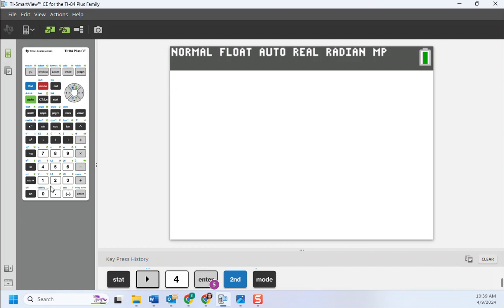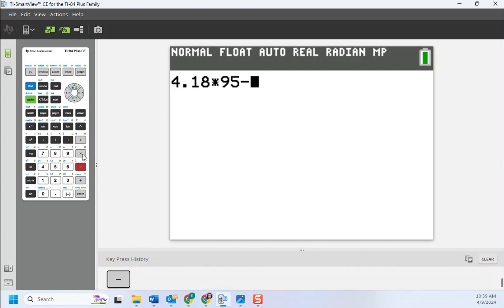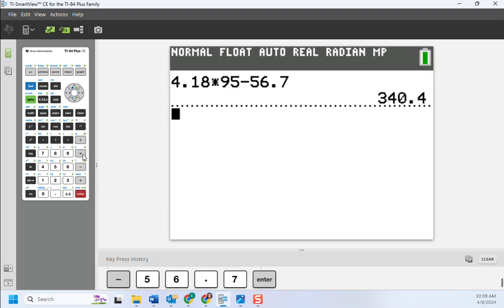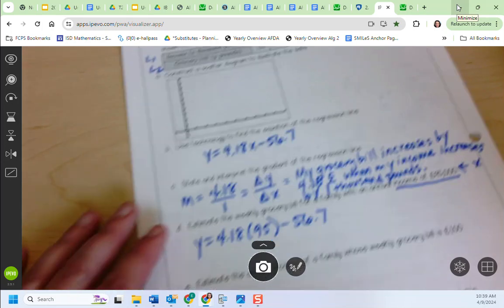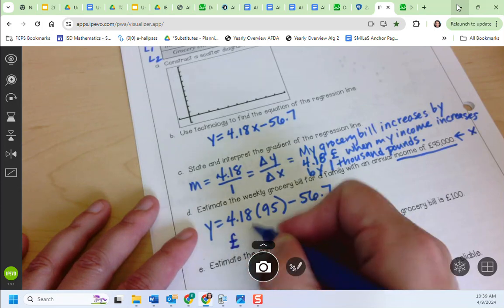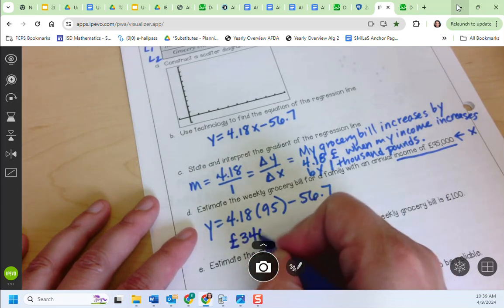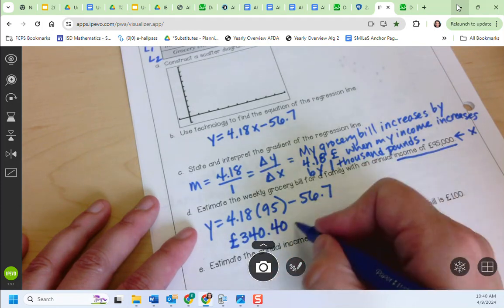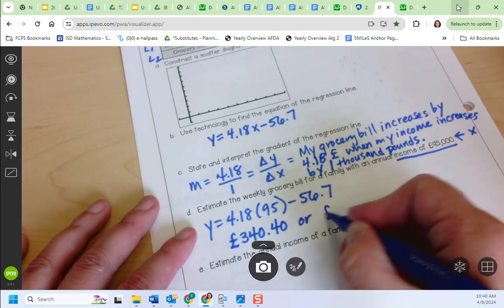What was that? 4.18 times 95 minus 56.7. All right, so the grocery bill to 3 sig figs would be $340. If you wanted dollars and cents, it would be $340.40. I would include both answers because when I'm talking about money, often I want dollars and cents. So not dollars, but pounds, right? I get confused. 340.40 pounds, or rounded to 340 pounds.